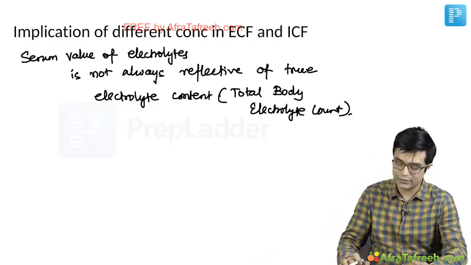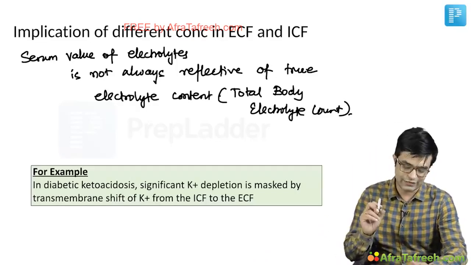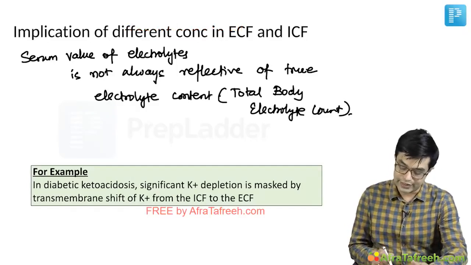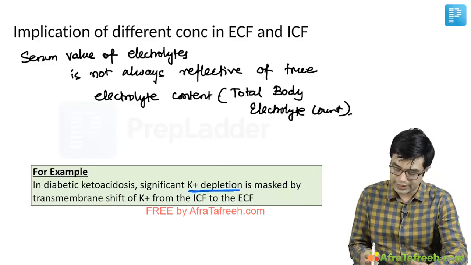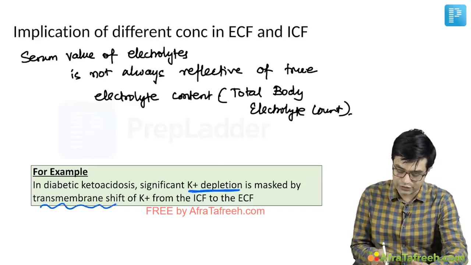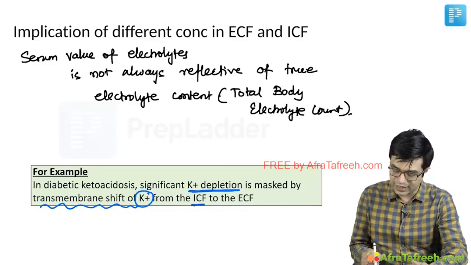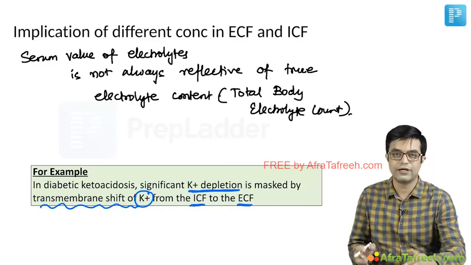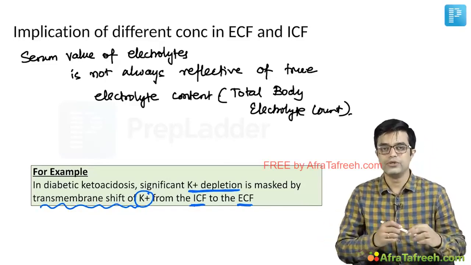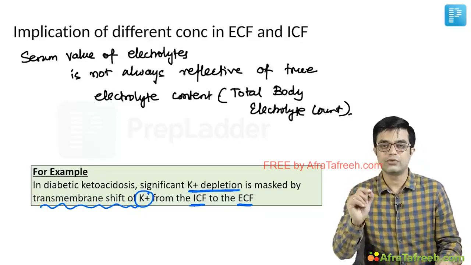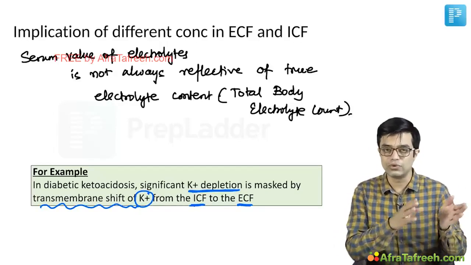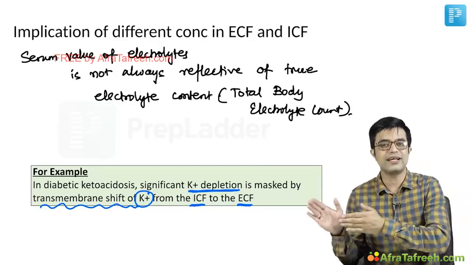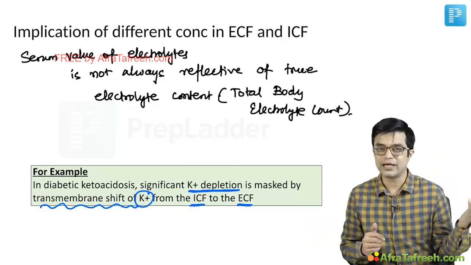And there is a potential MCQ point which is given in Nelson. Nelson gives an example and says that in diabetic ketoacidosis, significant potassium depletion is masked by a transmembranous shift of potassium from the ICF to the ECF, from inside to outside. You know that insulin, especially in the presence of glucose, pushes the potassium inside the cell. That is how it acts in case of hyperkalemia.